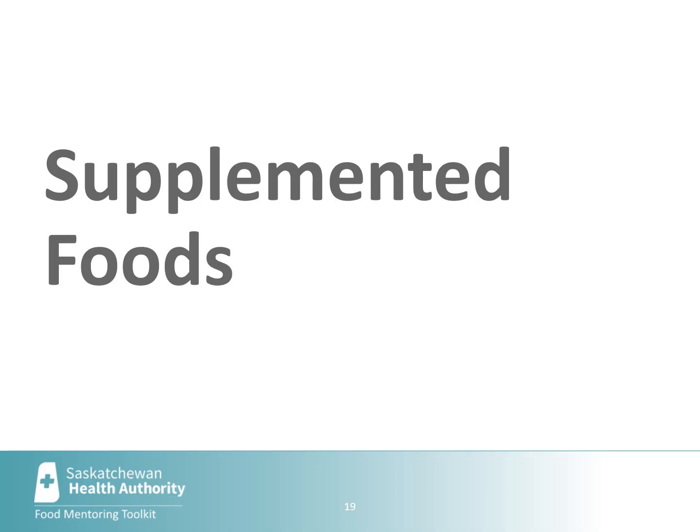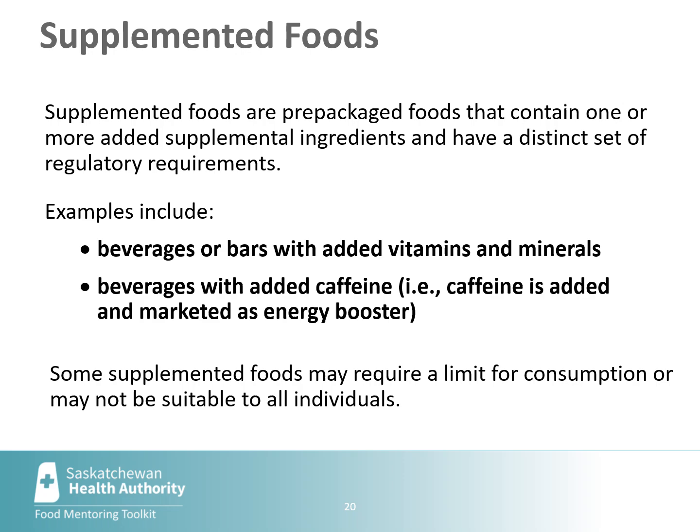Now we'll take a look at supplemented foods. Supplemented foods are prepackaged foods that contain one or more added supplemental ingredients and have a distinct set of regulatory requirements. Supplemental ingredients can include caffeine, minerals, vitamins, and amino acids. Some examples of products where you may find these ingredients are beverages or bars with added vitamins and minerals, and beverages with added caffeine. For example, caffeine is added and marketed as an energy booster.